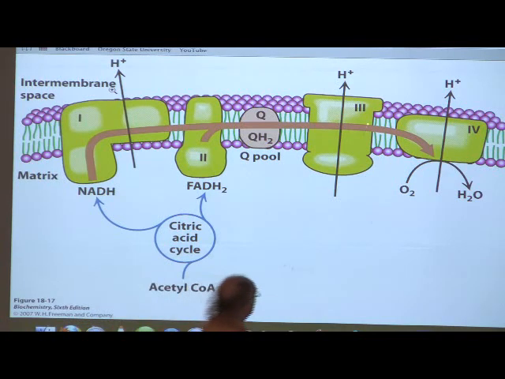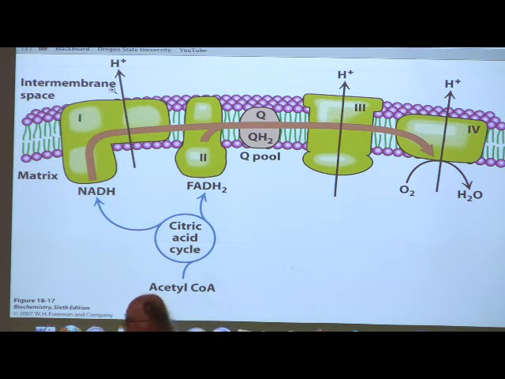Okay. You'll notice that there are 3 places where protons are ejected from the matrix out into the cytoplasm. So the cytoplasm is up here. It says intermembrane space, but for our purposes, that's essentially the cytoplasm. The intermembrane space, you recall, is the space between the wet blanket and the inner membrane. Okay? It's kicking them out here. Complex 1, complex 3, complex 4. There are protons kicked out at each one.